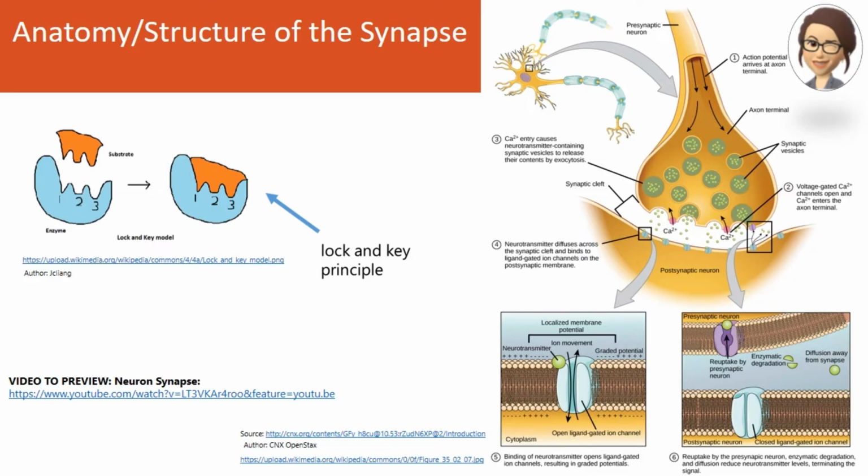This is the binding site for the neurotransmitter. The neurotransmitter must fit in the receptor in a lock and key fashion. And when it binds, it opens an ion channel that allows ions to flow into or out of the postsynaptic cell.